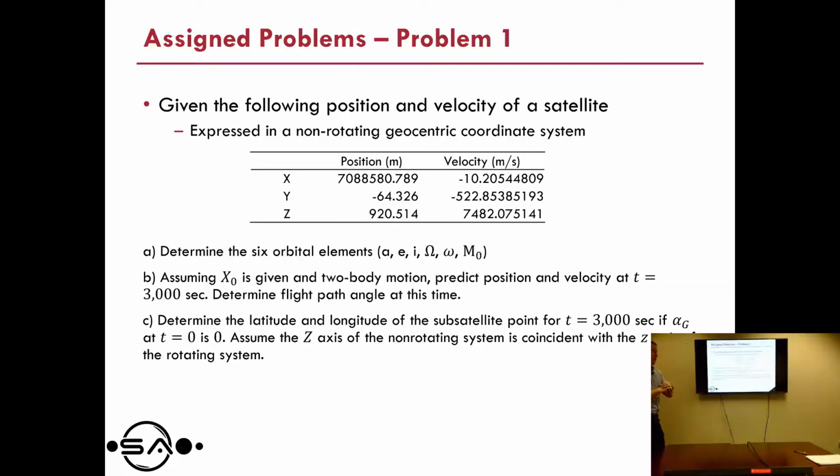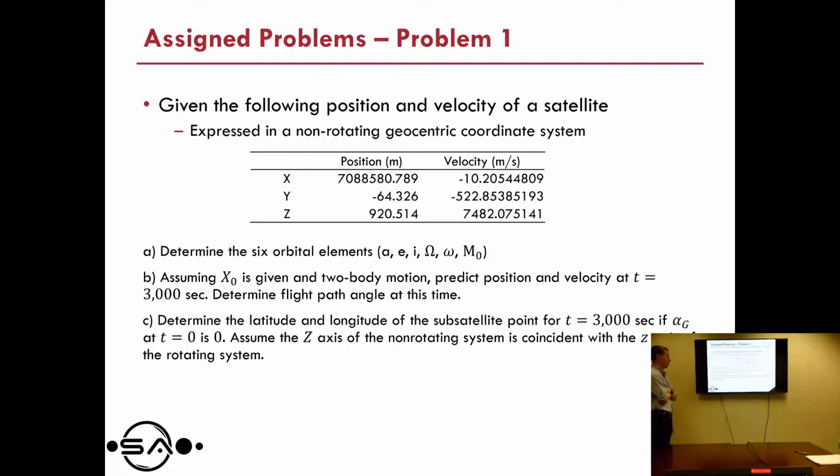First problem. I give you the position and velocity of a satellite, in a non-rotating geocentric system. Determine the 6 orbital elements, including mean anomaly, assuming two-body motion. In other words, the position and velocity I give you is at time 0. Predict the position and velocity at t equals 3,000 seconds. Tell me what the flight path angle at that time is.